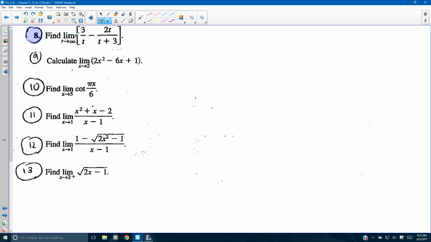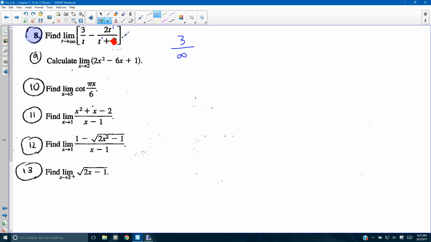Number 8, find the limit as t increases without bound, as t approaches infinity, of 3 over t minus 2t over t plus 3. Okay, for number 8, what I'm going to do is substitute infinity in a way, at least into this one. What I'm going to do is talk about dominance. The idea here is that these are both t to the first power. So it doesn't matter if the 3 is here. This can be ignored and rejected.